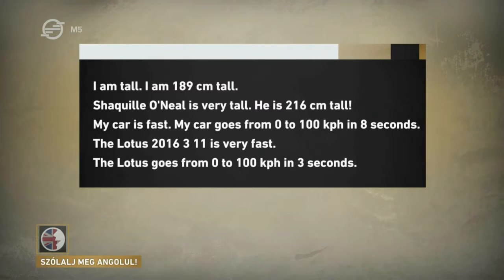Look at these examples. I am tall. I am 189 centimeters tall. Shaquille O'Neal is very tall. He is 216 centimeters tall. My car is fast. My car goes from 0 to 100 kilometers an hour in 8 seconds. The Lotus 2016 311 is very fast. Goes from 0 to 100 kilometers an hour in 3 seconds. Now, in those examples, we put very in front of the adjective to make the adjective stronger.